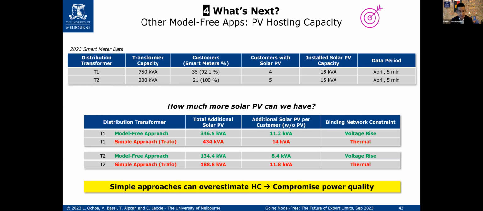So if you, as a distribution company, go through the simple approach, it's because we need to make decisions today with the tools that we have. But the problem is that it can create some issues down the road if all the customers really install up to that value. That same thing we can see in transformer number 2, where there's an overestimation because the voltage rise issues are not being captured by simple approaches, whereas the model-free approach can actually do that for you.